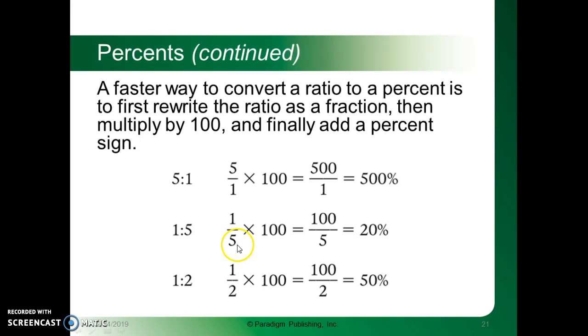1 to 5, 1/5 as a fraction times 100. So 100 divided by 5 gives us 20%. 1 to 2, it's 1/2 times 100, which gives us 100 divided by 2, equal to 50%.